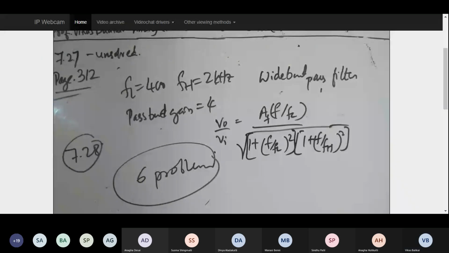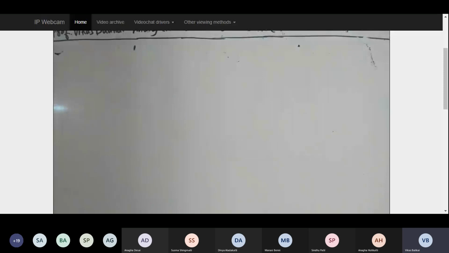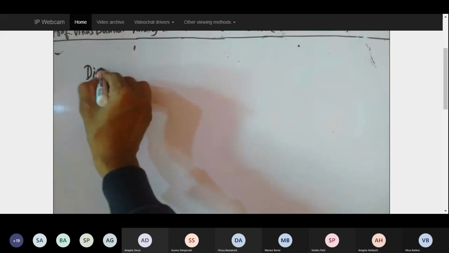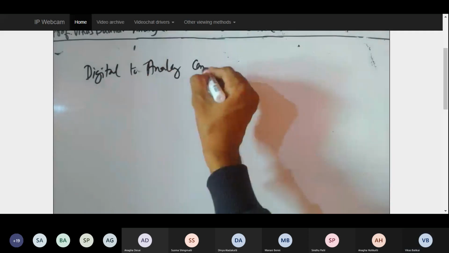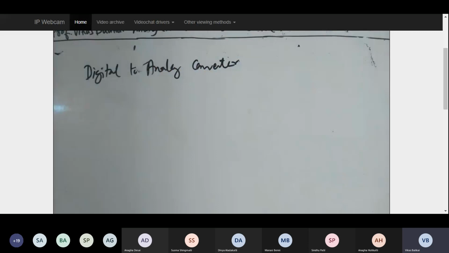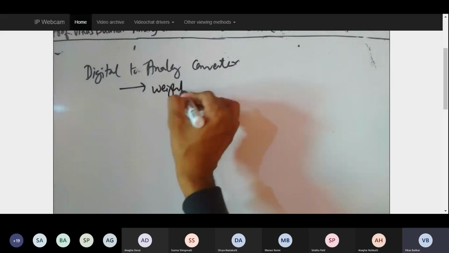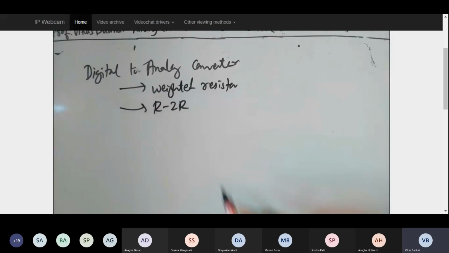Now at last, I'll just quickly glance you through the contents that are present in this particular lecture, so as to make you aware of what things you should focus on. So we started with the digital to analog converter. Digital to analog converter, where we tried to understand the weighted resistor and R2R based DAC.